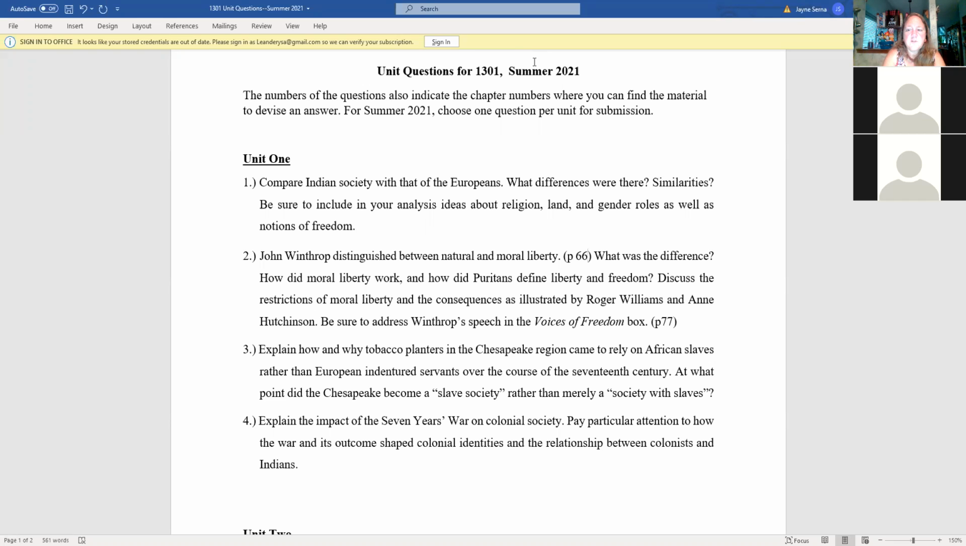All right. So when you discuss the restrictions of moral liberty, talk about Williams and Anne Hutchinson and look at that speech. Okay. All right. So page 66, page 77, and probably everything in between will help you with that question.